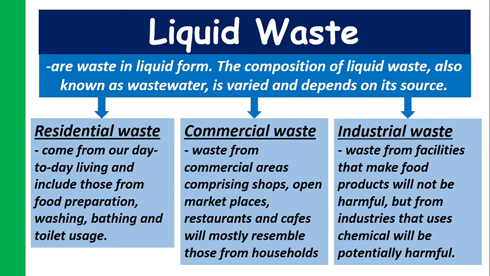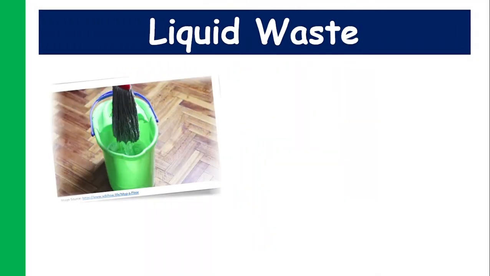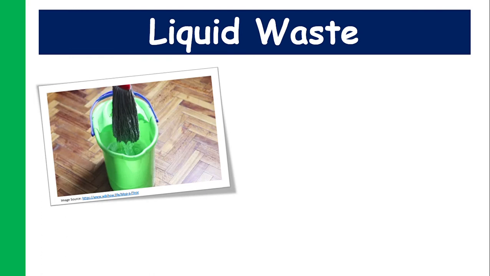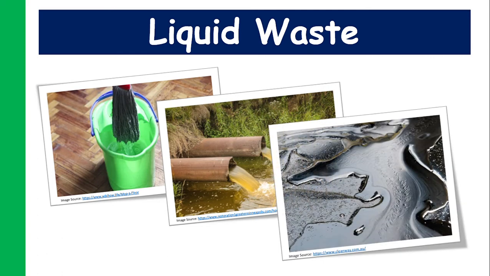Industrial waste, waste from facilities that make food products, will not be harmful, but from industries that uses chemical will be potentially harmful. Examples of liquid waste: water after mopping the floor, sewage water, and oil spilled water.